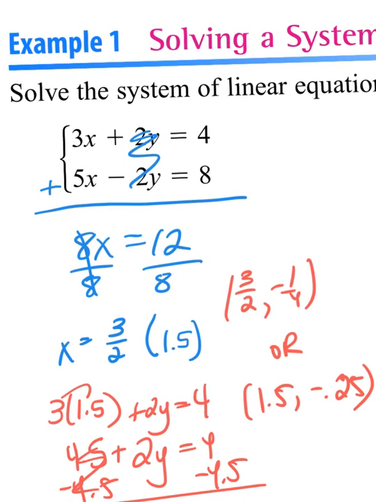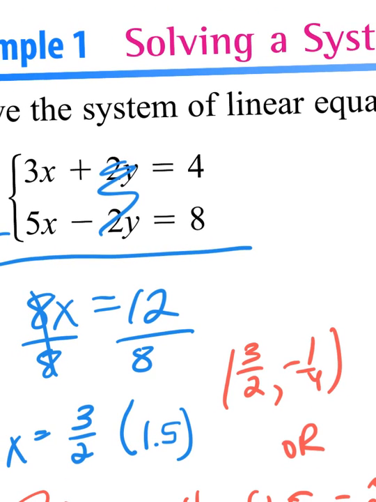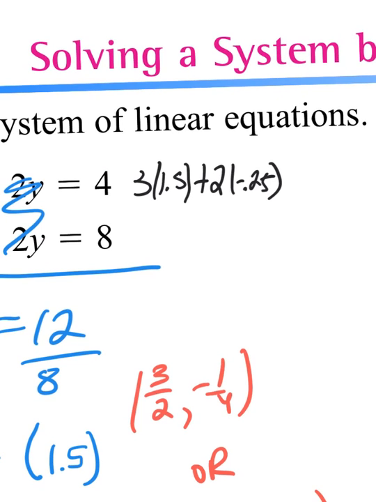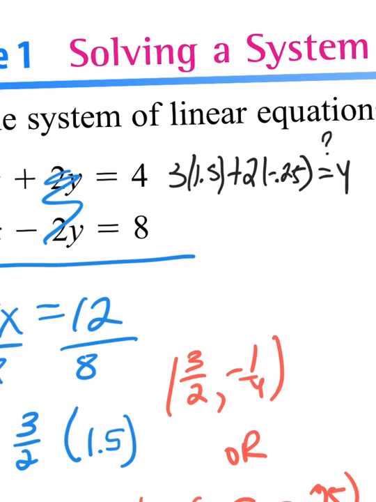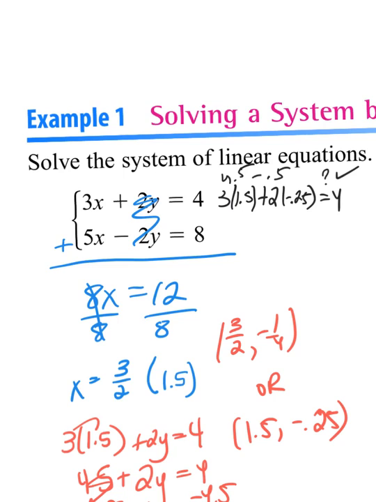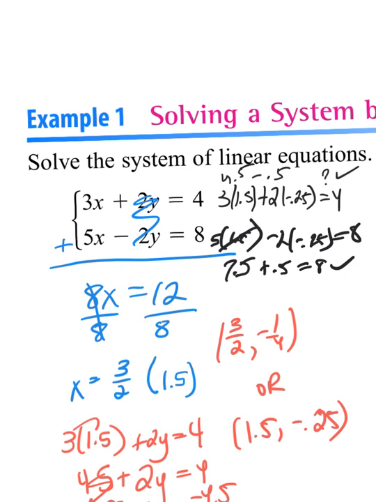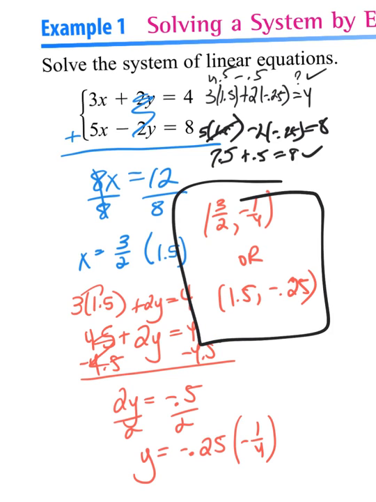Guys, it takes literally 2 seconds. You come up here and you say, okay, 3 times 1.5 plus 2 times -0.25. Does that equal 4? Well, 3 times 1.5 was 4.5. Minus 0.5, does it equal 4? Yes. So then I say, okay, 5 times 1.5 minus 2 times -0.25. Does that equal 8? This is 7.5 plus 0.5. Does that equal 8? Yes. So you're good to go. Either one of those, you could answer either way.